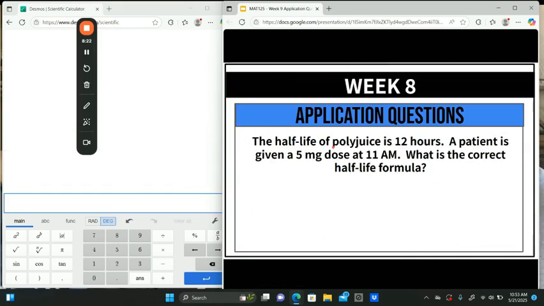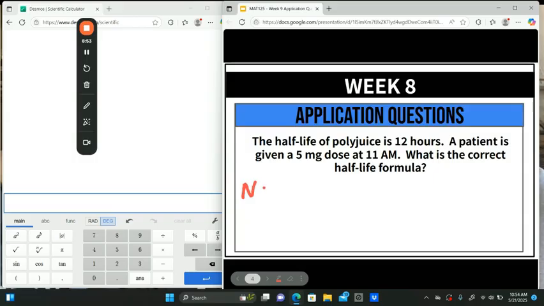Okay, the half-life of polyjuice is 12 hours. A patient is given a 5 milligram dose at 11 a.m. What is the correct half-life formula? Okay, so here I'm going to give you guys the formula that's going to be on your formula chart. Now, this is going to be super helpful, so that's why it's on your formula chart, and you'll have access to it the whole time.